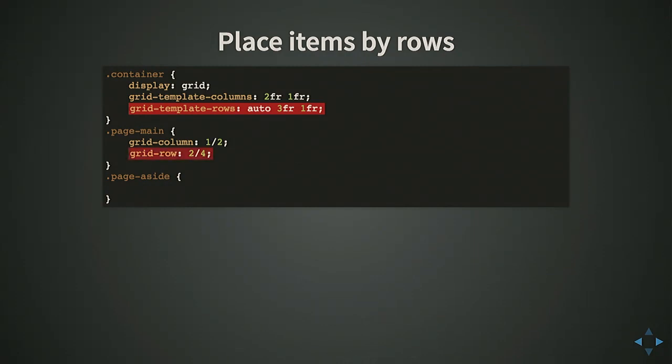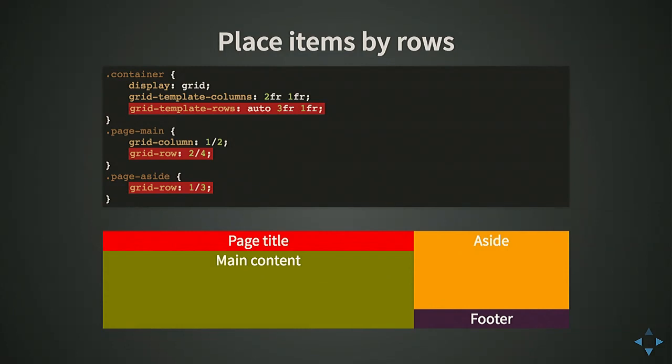Then I place my items in these rows, and you can see that grid items can span multiple rows or columns. In this case, the main section will start at the second line and end at the fourth line, which means it will span two rows. Also, the page aside will start at the first line and end at the third line, which also means that it will span two rows. And as you can see, it worked really well. So it's nice, we've almost done everything we had to do.